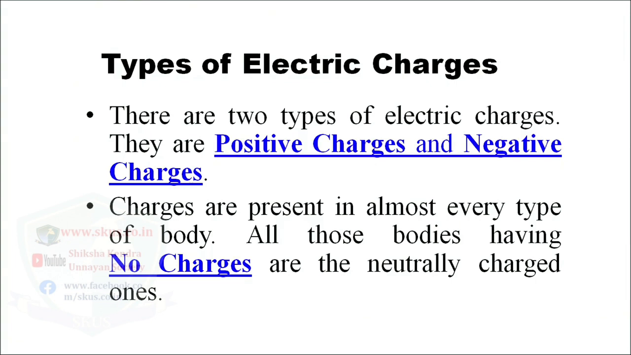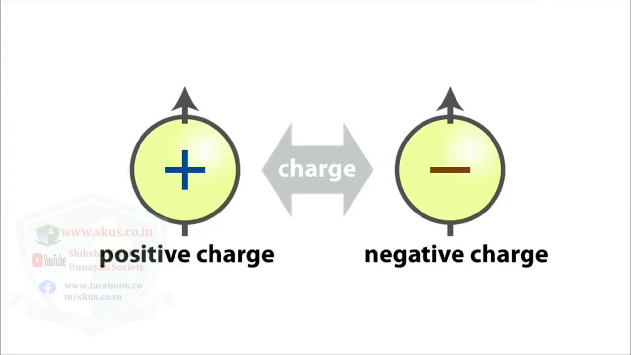Now electric charge is of two types, positive charge and negative charge. Charge is present in every type of body. All these bodies have no charge because they are neutrally charged ones. Neutrally charged means that they have equal amount of positive and negative charge in the neutral state. Symbolically, positive charge can be represented by a plus sign and negative charge is represented with a negative sign.